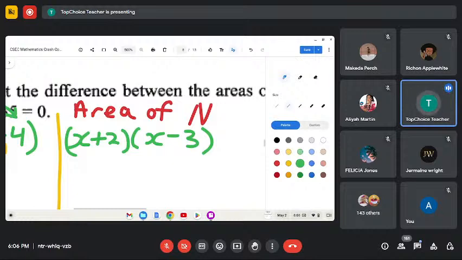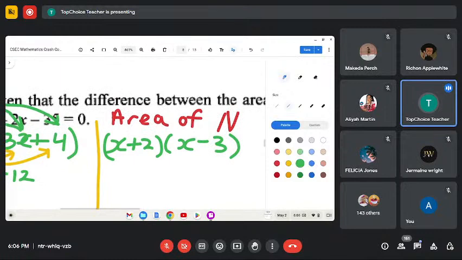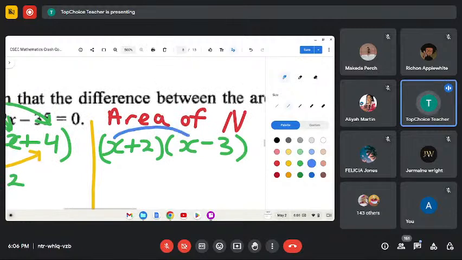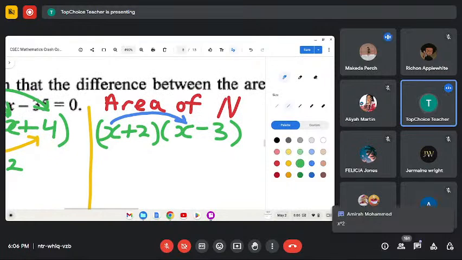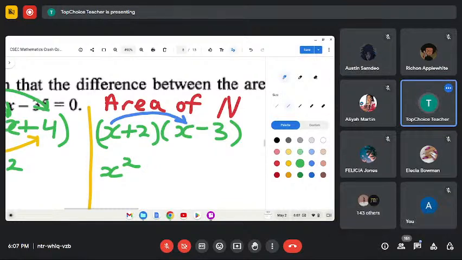So again, we're going to distribute using the same method we did before. Let's do it. I'll use this blue color to show the lines. We take the x and multiply it by the x here first. What would that give us? x squared. Very good. Now, x times x is x squared, not 2x. That's a common mistake students tend to make. If you make that mistake, be aware of that.